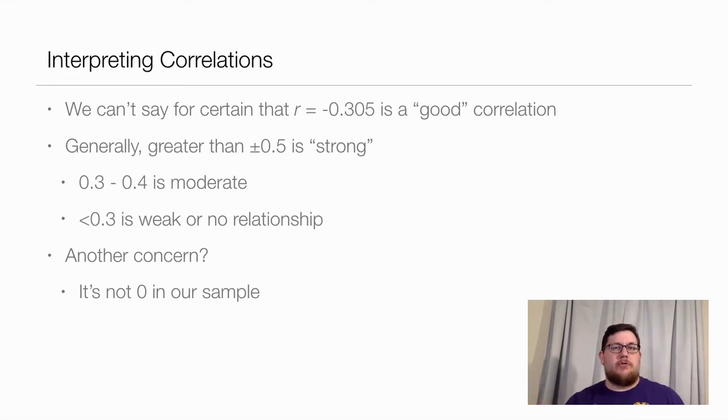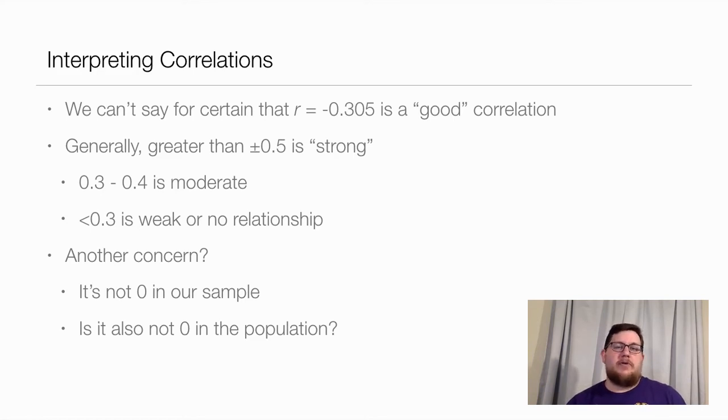So we know it's not zero in our sample, it's negative 0.305. But is that true in the population? This is getting at that statistical inference that we're going to come back to in the next unit. So keep that in mind. We need some way of knowing that.